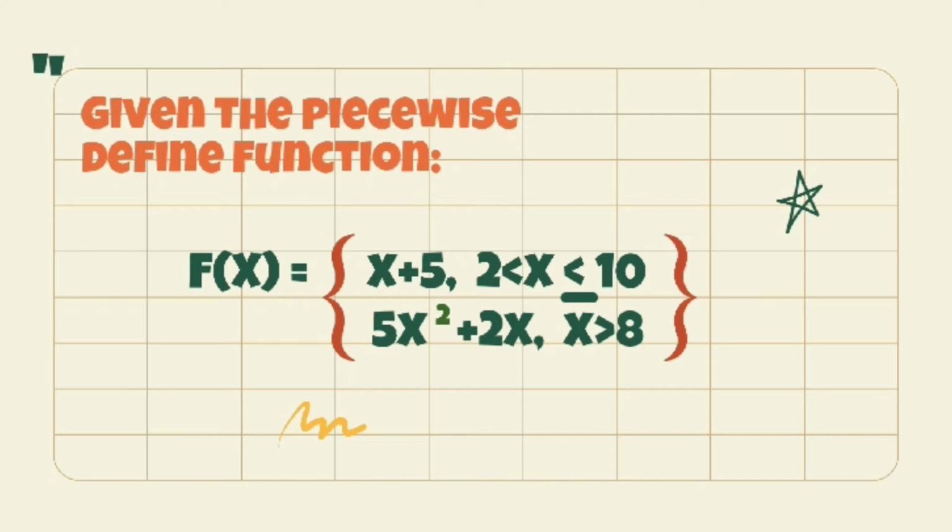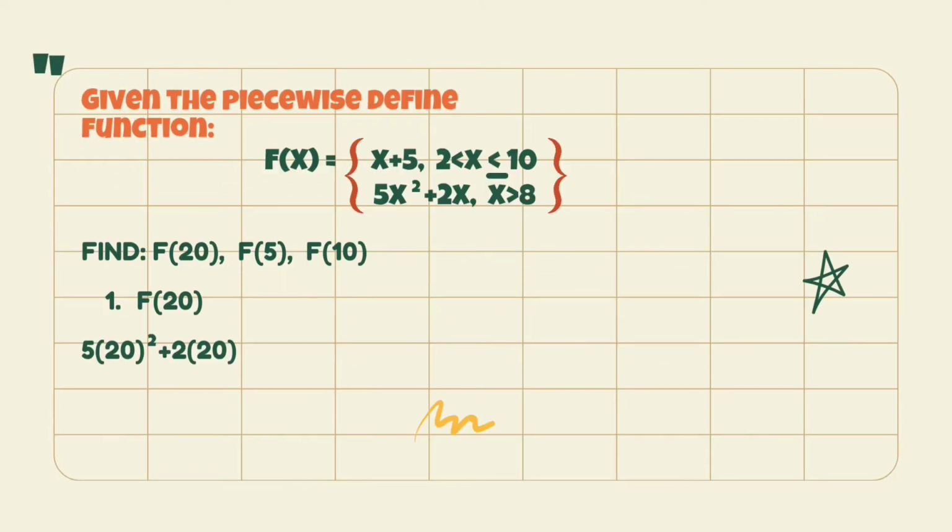Okay, so for x plus 5, we have x is less than or equal to 10. And for 5x squared plus 2x, we have x is greater than 8. So, gagamitin natin ang x plus 5 kapag ang x ay less than or equal to 10. Then, we will use 5x squared plus 2x if x is greater than 8. To further understand the concept of a piecewise function, let us answer the following examples.